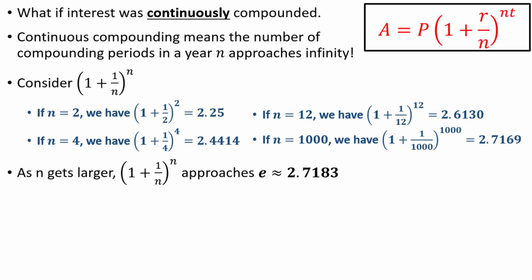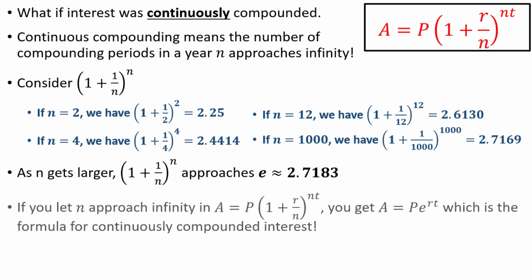Now remember again that the compound interest formula had a few extra parts to it. We have A is equal to P times (1 plus r over n) to the n times t power. It turns out that if you let n approach infinity here, you will get P out front, which is no surprise, but the whole parentheses is replaced with e, and then e needs to be raised to the r times t power. This is the formula for continuous compounding: A equals P times e to the rt, or A equals Pert for short.